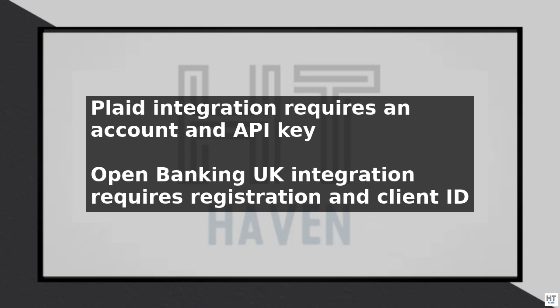In terms of security, both Plaid and Open Banking UK provide robust security measures to protect customer data. Plaid uses encryption and secure socket layer technology to protect data in transit, while Open Banking UK uses OAuth 2.0 and JSON Web Tokens to authenticate and authorize API requests.